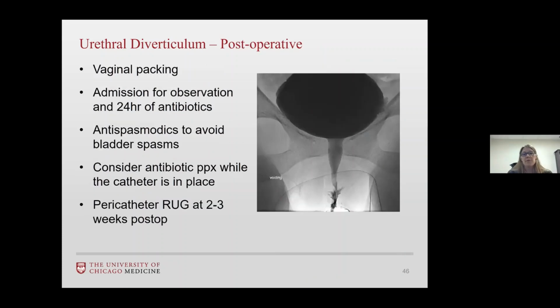Post-operatively, you'll do vaginal packing and then admission for antibiotics for 24 hours. And then next day, the vaginal packing will come out. And then you want to give antispasmodics to avoid bladder spasms while they have that catheter in so that you don't get leakage of urine around the catheter. Consider prophylactic antibiotics while the catheter is in place. And I generally like to do a pericatheter RUG or a VCUG around 2 to 3 weeks to make sure there's no leak post-operatively.